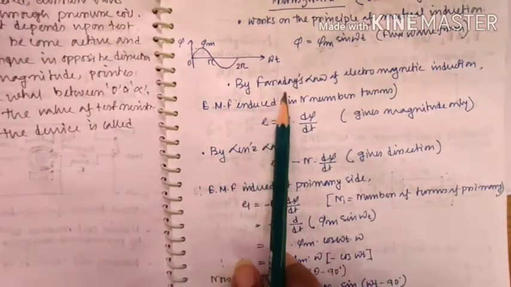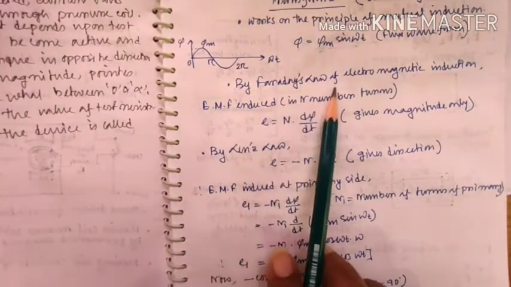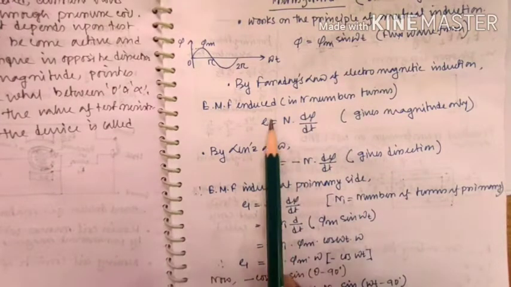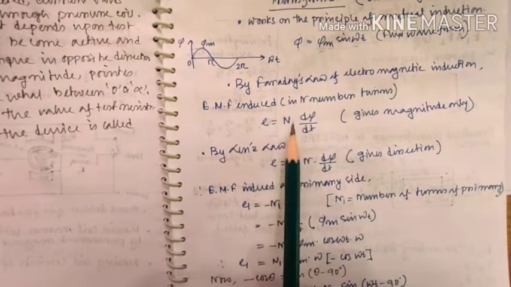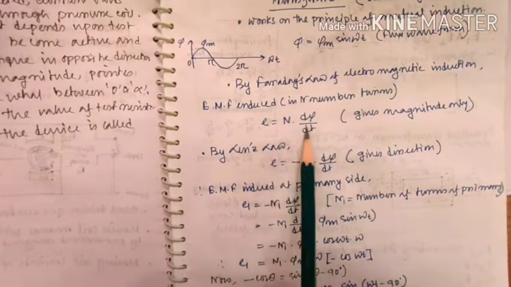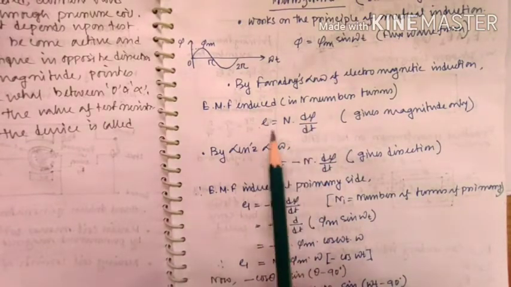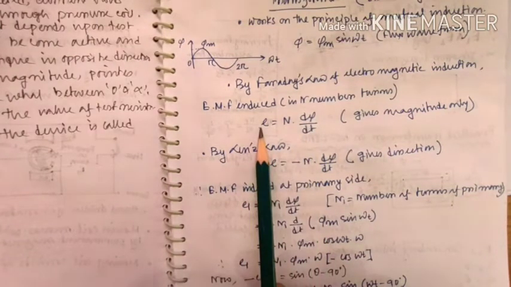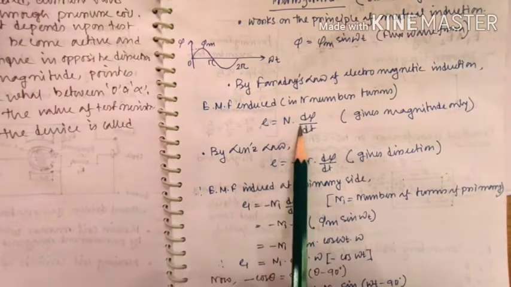Faraday's law is known to everyone. By utilizing Faraday's law of electromagnetic induction, we know that due to the flow of current, a certain amount of EMF will be induced in the primary winding. The induced EMF, small e, is equal to N d phi by dt. This equation is known to everyone, but I am repeating it once again. e is equal to N d phi by dt, the induced EMF due to the flow of flux, and the flux is generated due to the flow of current.